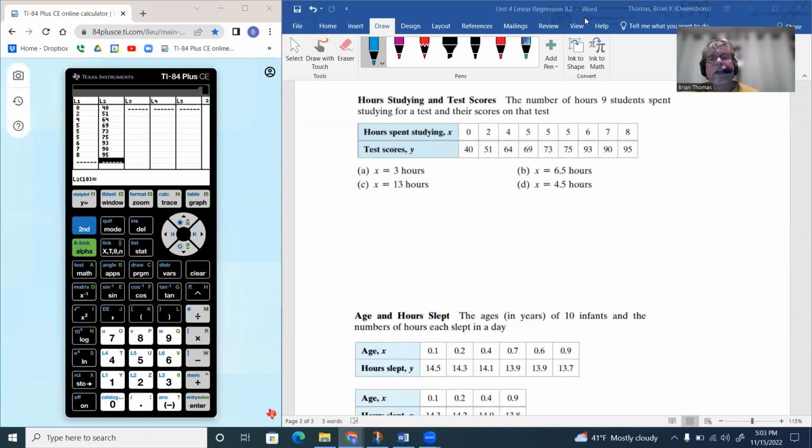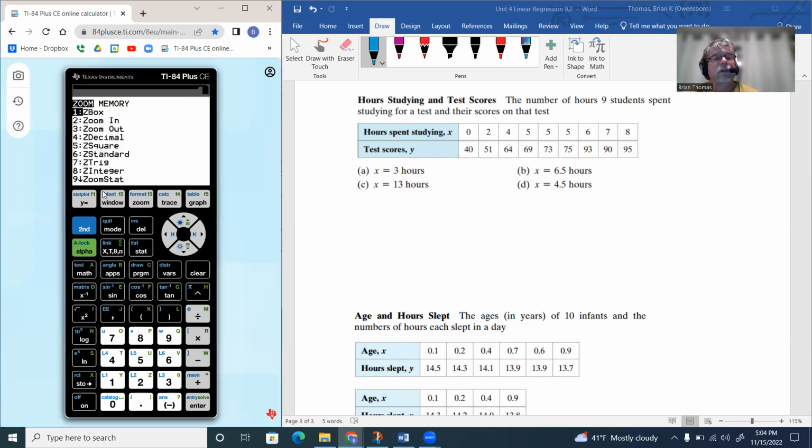So I've got my data in. Again, L1 is the hours spent studying, and L2 is the actual test scores. So again, I want to look at the scatter plot to start with. So I hit zoom, number 9. It creates our scatter plot.